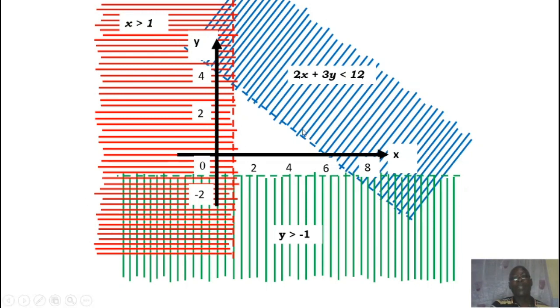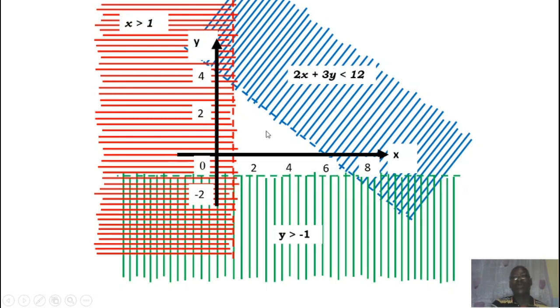Still talking about that point, where we have chosen x to be 3 and y to be 1, we combine them to check if everything combined together will be less than 12. So we say 2x means 2 multiplying 3, which is 6. 3y means 3 multiplying 1, which is 3. 6 plus 3, what is it? 9. Is 9 not less than 12? 9 is less than 12.